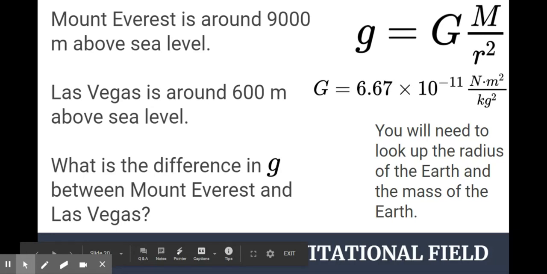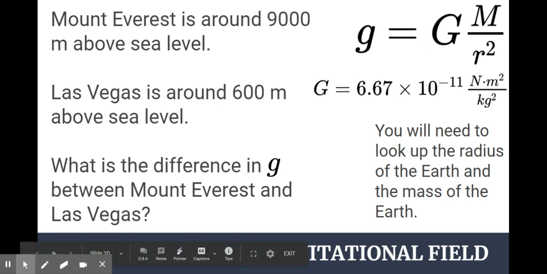Mount Everest is right around 9,000 meters above sea level. Vegas is right around 600 meters above sea level. I want you to calculate the difference in the acceleration due to gravity between Mount Everest and Las Vegas. So to do this, you first have to calculate what the acceleration due to gravity is at the top of Mount Everest, and then calculate the acceleration due to gravity in Las Vegas. Once you get those two numbers, subtract them.